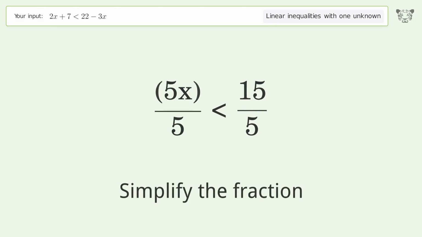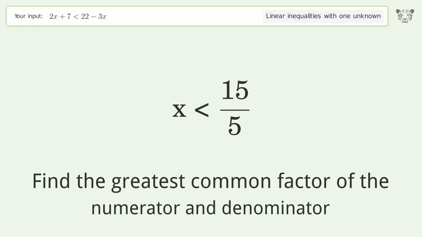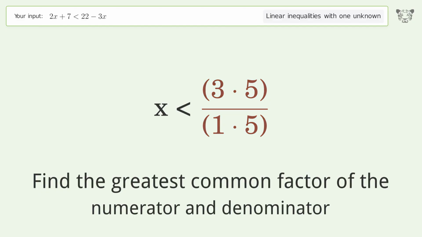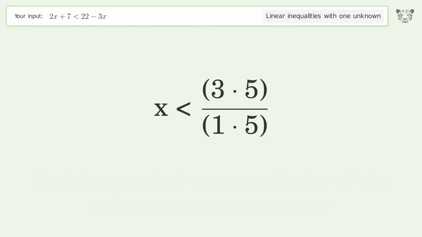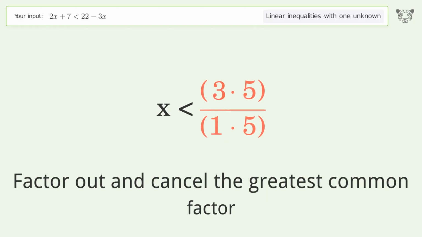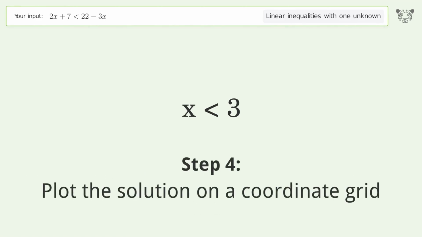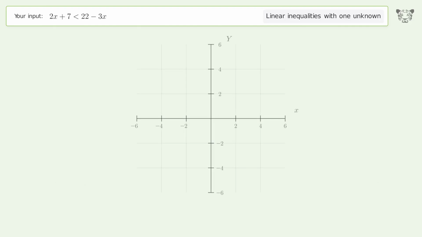Simplify the fraction. Find the greatest common factor of the numerator and denominator. Factor out and cancel the greatest common factor. Plot the solution on a coordinate grid. And so the final result is x smaller than 3.